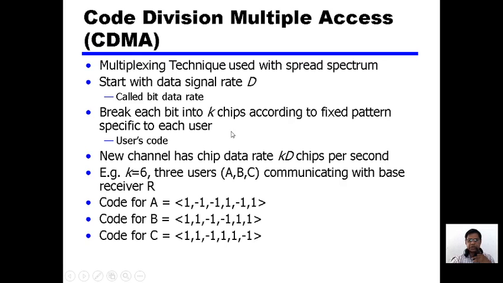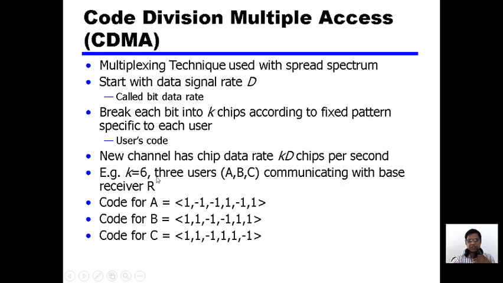So break each bit into k chips according to a fixed pattern. All the signals are going to be chips. Okay, dividing into equal chips, and it is going to give k equal chips according to the fixed pattern. And just now we discussed a fixed number of bits. Okay, equally fixed k chips according to a fixed pattern. Okay, and user's code. By using the user's code, the new channel has a chip data rate, that is kD chips per second. Okay, so that is the initial stage, and here it is transmitting. So here the new channel has a chip data rate, that is kD chips per second.